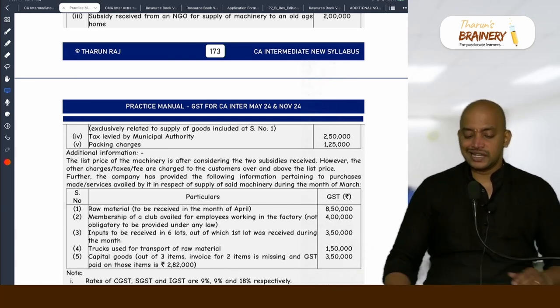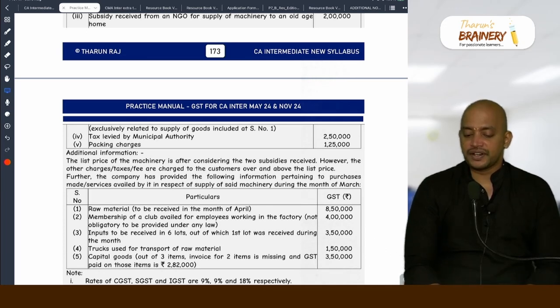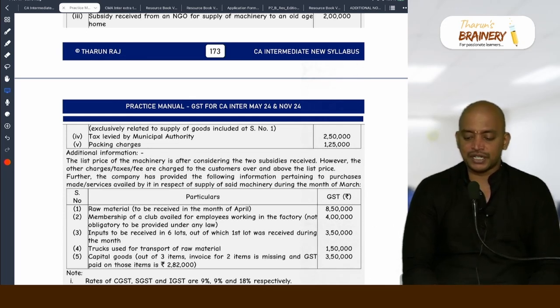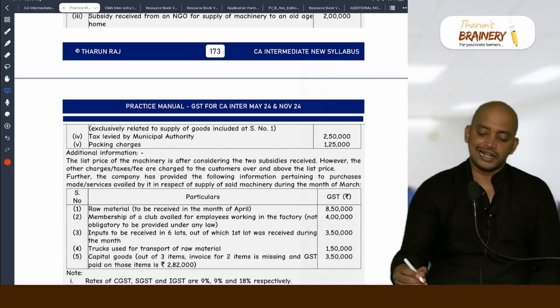Now go to the additional information. In that additional information, further the company provided the following information pertaining to purchases made or service availed by it in respect of supply of said machinery during the month of March. Raw material to be received in the month of April. Can we take ITC? Right now we are talking about March month. Can we take ITC in March month? No. So we cannot take this ITC.